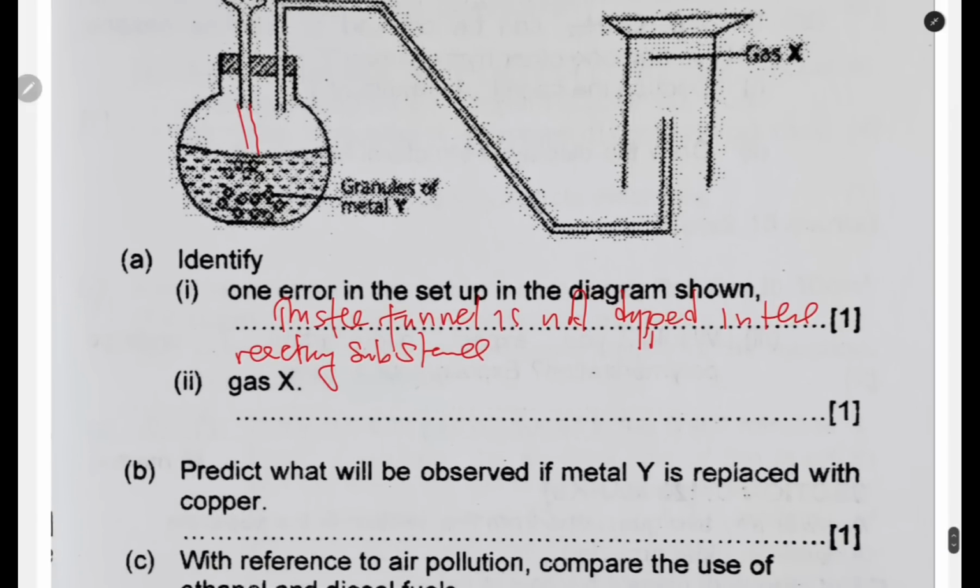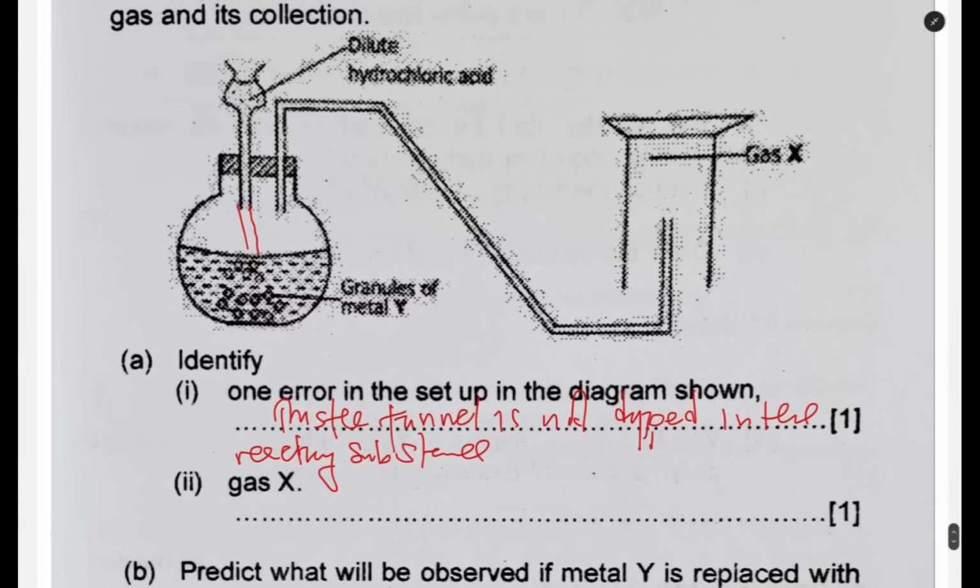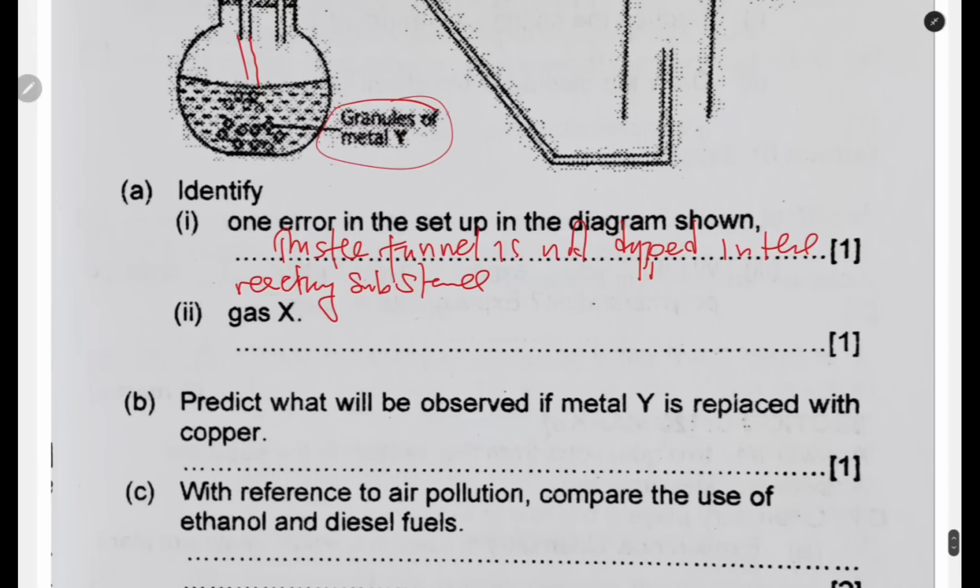Then gas X, what is gas X? Looking at what is here, granules of metal Y, hydrochloric acid. So the gas here is hydrogen gas. Predict what would be observed if metal Y is replaced with copper. The reaction will not occur.